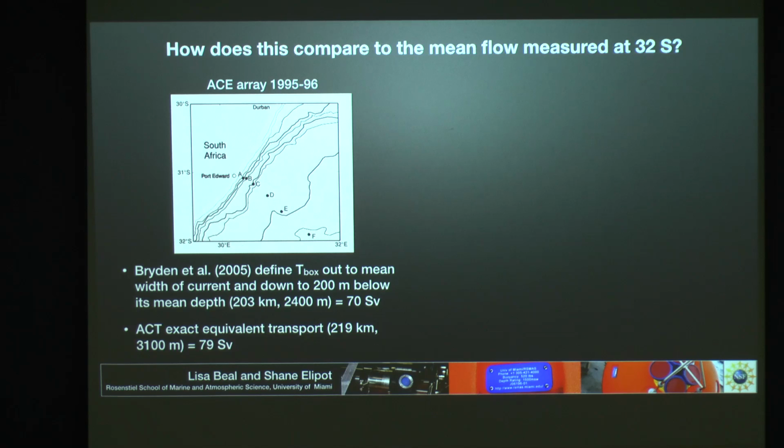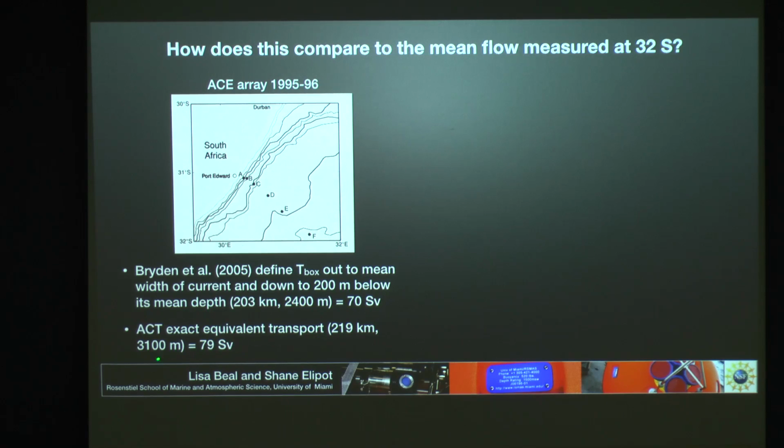So does that seem sensible for a mean transport? We have another transport array that was deployed at 32 South during WOCE back in 1995. It was five moorings out to about 150 kilometers offshore. It did not capture the meander events. However, Bryden created a definition for the transport that was basically a T-box-like definition, where he integrated over the width of the current and down to 200 meters below its mean depth to get a transport of 70 Sverdrups.